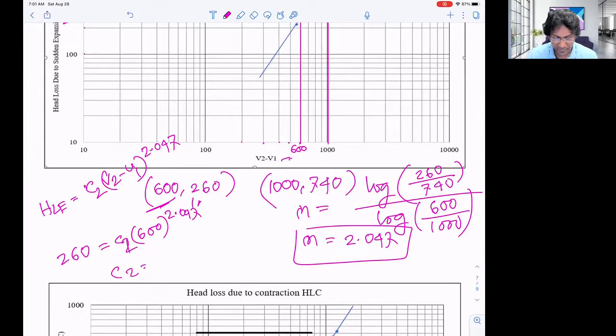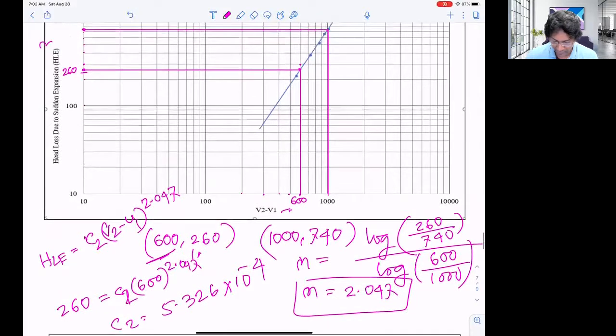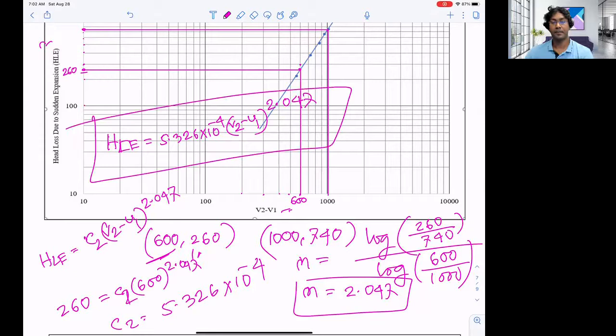So what will be the value of C2? C2 will be 260 divided by 600 to the power 2.047, that whole answer. So C2 is 5.326 into 10 to the power minus 4. So the empirical formula we have is HLE equal to 5.326 into 10 to the power minus 4 (V2 minus V1) to the power 2.047. So that is the empirical formula for head loss due to sudden expansion, right?